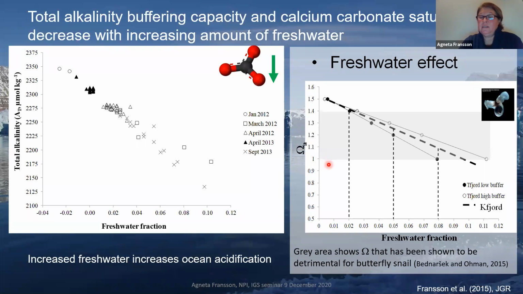And for some organisms, this is very critical because that will damage their shell, and they have problems producing new shell. Some organisms, for example the butterfly snail, which is in the photograph here, have a problem calcifying between 1 and 1.4. And there also seems to be a decreasing aragonite saturation with increase in fresh water. So that could be critical for some organisms.